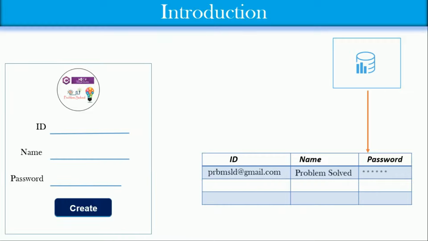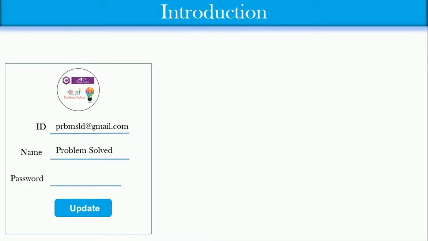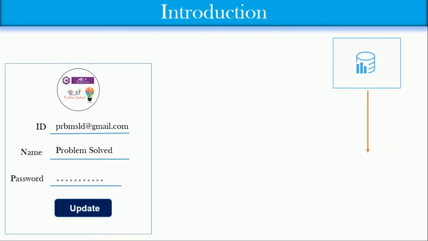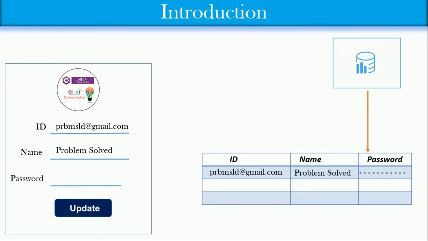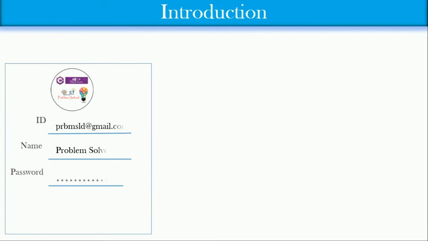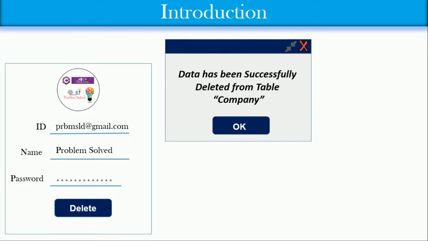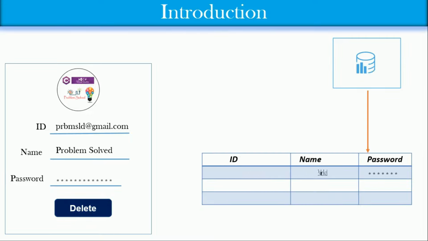Now let's talk about the update command, which is also a subpart of the DML. Let's consider a scenario. The ID problemsolve@gmail.com wants to change his password, so he types his new password and presses the update button. As he clicks on the update button, in the database through his ID, the old password will be replaced by the new password. We can say that the password has been updated. Similarly, for the delete command, which is also a part of the DML, here is the scenario. The ID problem solve wants to delete his account, so when he clicks on the delete button, the account will be deleted from the database. This delete command is a part of the DML.